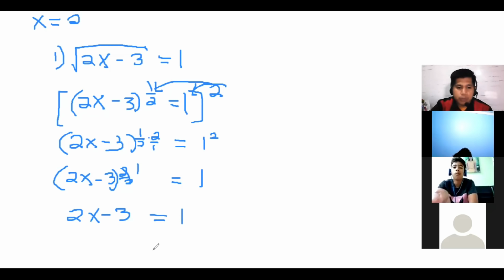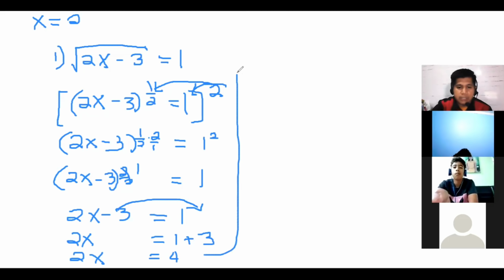The next thing that we're going to do is transpose your constant, which is negative 3, to the right side of your equal sign. So that's going to be 2x equal to 1. Your negative will become positive. Negative 3 will become positive 3. So now we have 2x equals 4.